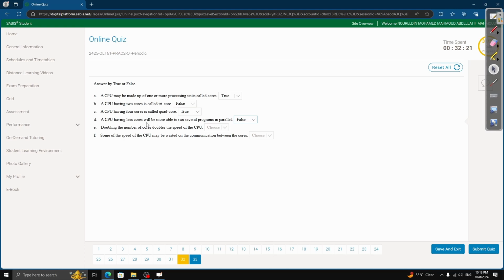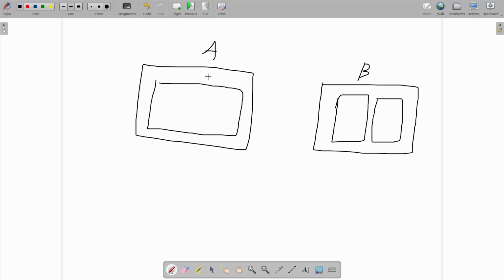Doubling the number of cores doubles the speed of the CPU. No, and here's the reason why. Let's take these two CPUs. Let's call this CPU A and CPU B. CPU A is single core. CPU B is dual core.